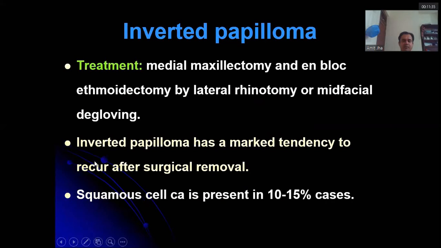Next, inverted papilloma has a marked tendency to recur after surgical removal. That is why an aggressive surgery is required, so as to remove all the small fragments and small parts, and we do not want to leave any tissue behind that may grow. Because it is not entirely benign, we should not be casual with the treatment of inverted papilloma. As I just said, it has the tendency to become malignant, right? Squamous cell carcinoma is present in 10 to 15% of patients, which is quite a high number. So this should be treated aggressively.